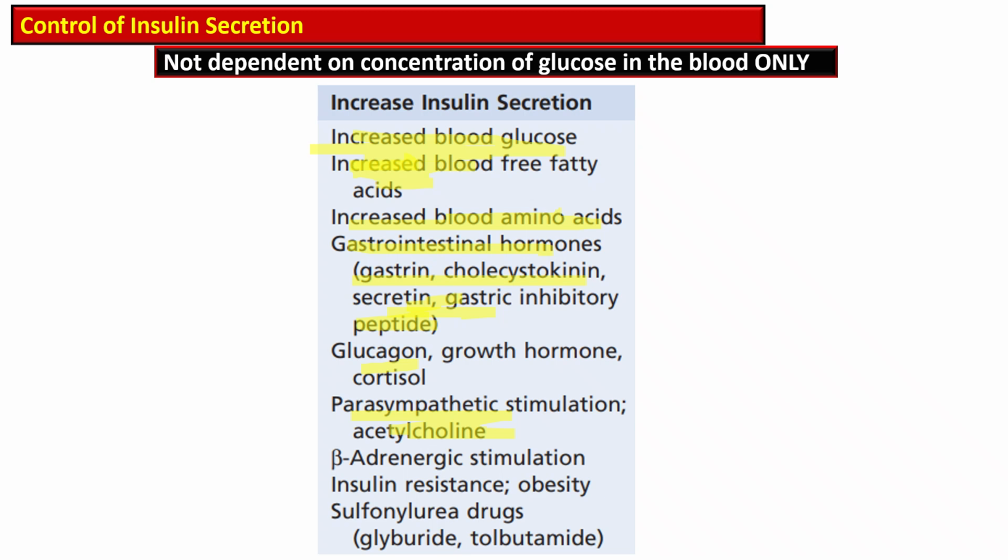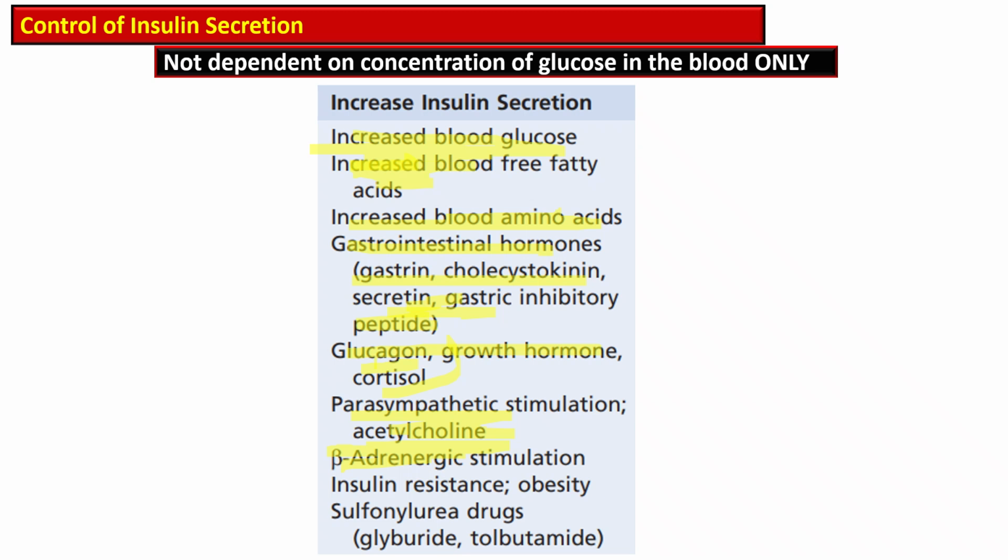Beta adrenergic stimulation enhances, while alpha adrenergic stimulation suppresses the insulin release. Other hormones like glucagon, growth hormone, and cortisol can indirectly increase insulin secretion by raising blood glucose or amino acid level.